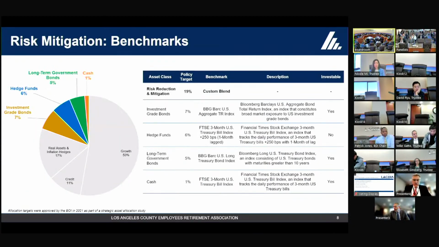Now this page lists the benchmarks for each of the 4 components right here. The point I want to highlight is the last column of the table. Note that the hedge fund benchmark is 3-month T-bills plus 2.5% with a 1-month lag. Our cash benchmark is the same T-bill index without the lag and without the spread. It's that spread of 2.5% that causes the hedge fund benchmark to be non-investable. And Chad will have more to say about this shortly.